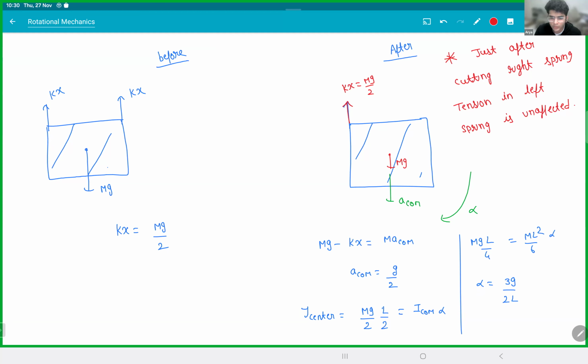Sir, I have a doubt in this question. Sir, I kind of followed a different method here, but I don't know what went wrong there. Sir, in this question, the third part, what I did was I found a point along the mg to Kx diagonal where both the torques are equal, and I assumed it to be at rest.